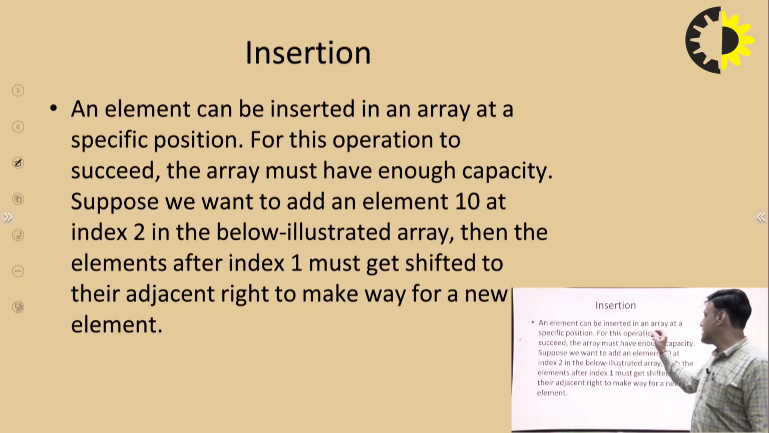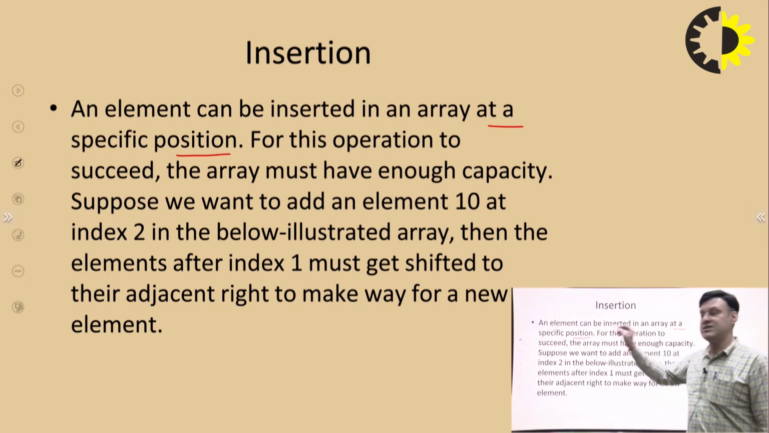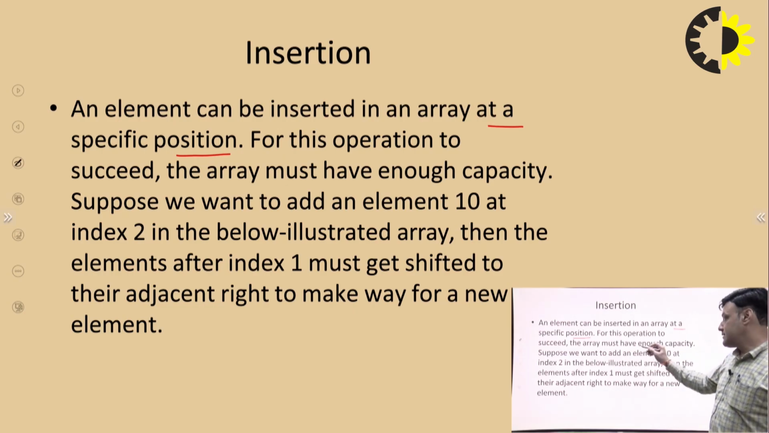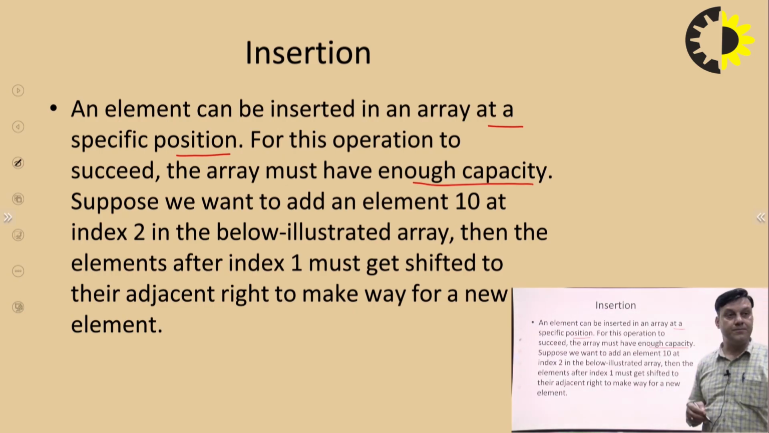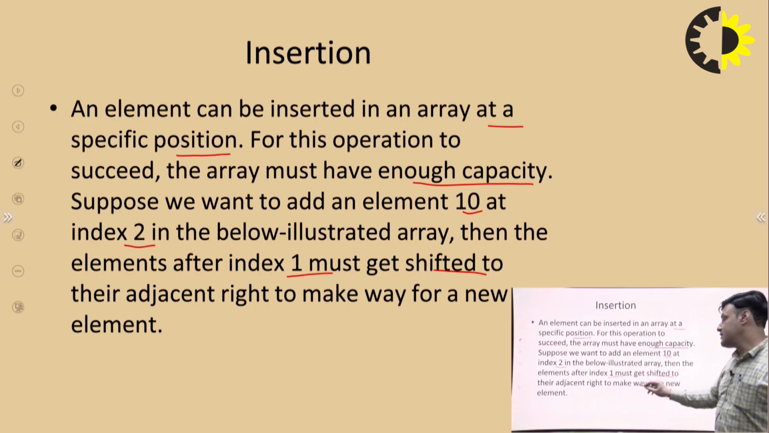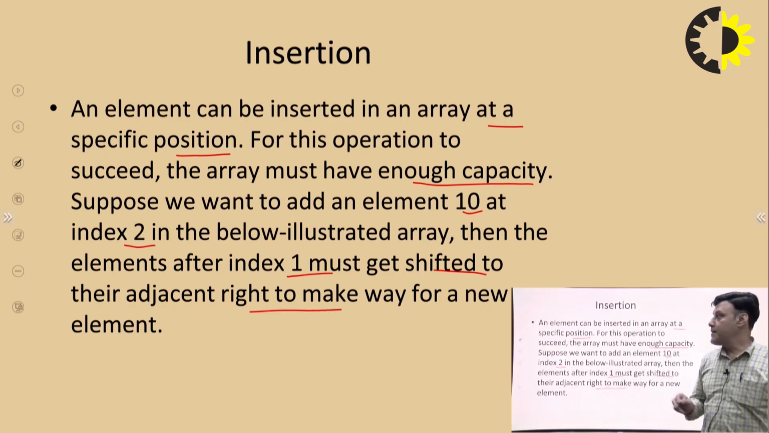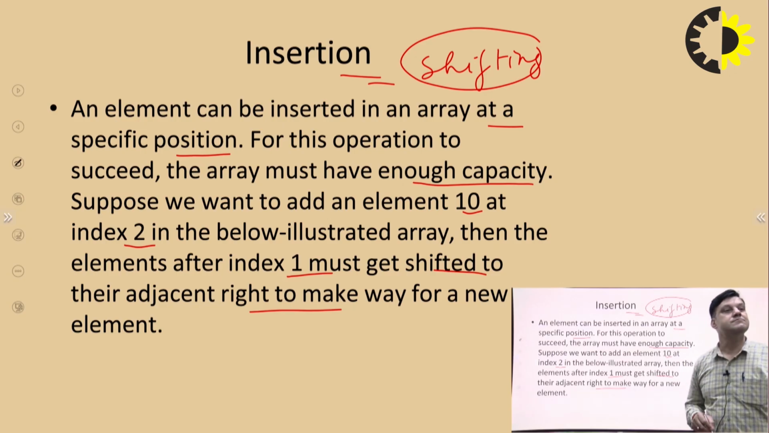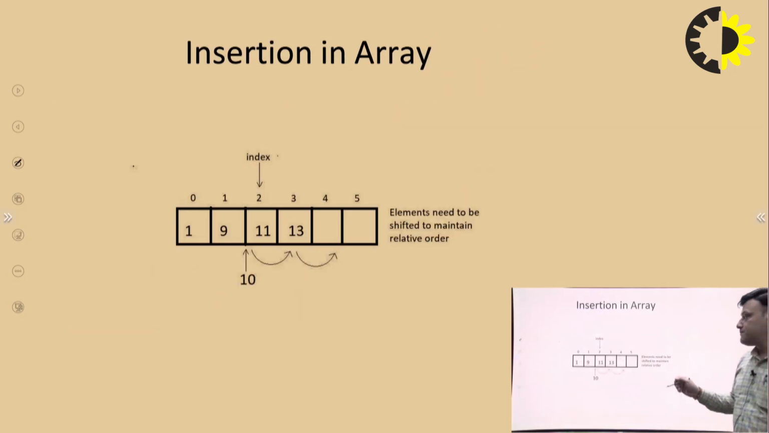Now the element can be inserted in an array at any specific position. Right? As we know, with the help of the index position, we are going to insert. But that array should have enough capacity. Suppose we want to add an element 10 at index position 2. Then the elements after index 1 must get shifted to their adjacent right. So keep in mind, while doing insertion, shifting will take place. Shifting will always take place while doing insertion and deletion.